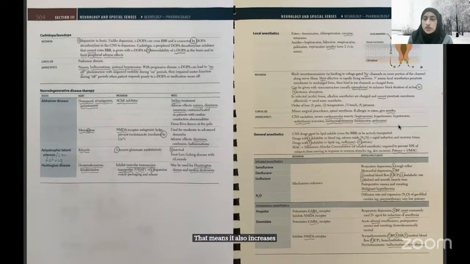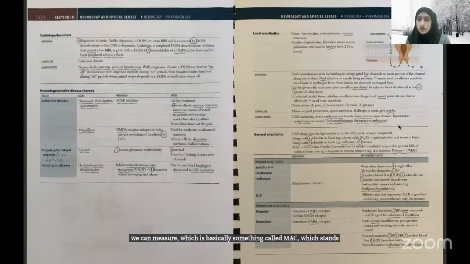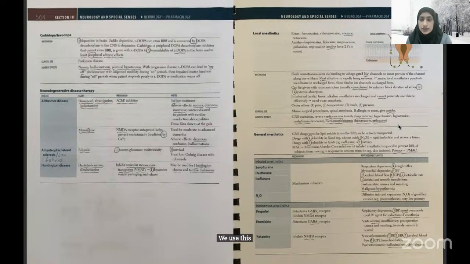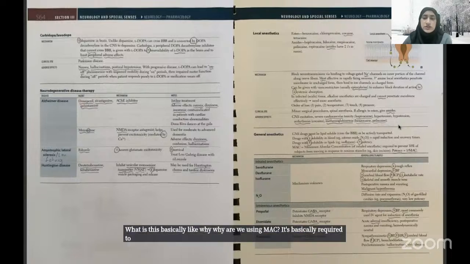Now you've got something that we can measure, which is basically called MAC, which stands for minimum alveolar concentration. We use this to measure inhaled anesthetics. Why are we using MAC? It's basically the concentration required to prevent 50% of the subjects from moving in response to stimulants.